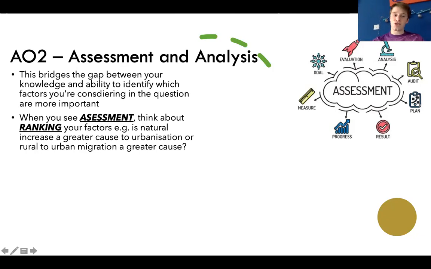So this is basically bridging the gap between your knowledge, your AO1, and the ability to identify which factors of your knowledge are more important. So when you see the word assessment in a question, or assess, I just change it to ranking. You've got to rank your conceptual theory. So when we think about urbanisation, push-pull factors, which ones are stronger? Is it natural increase? Is it rural to urban migration?